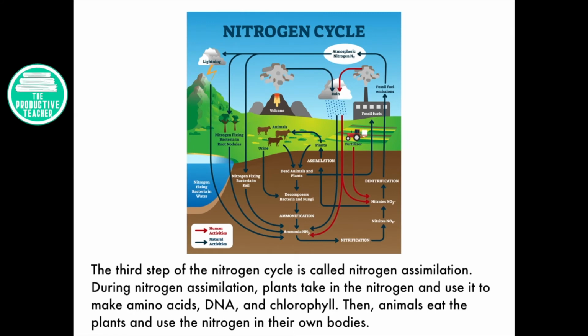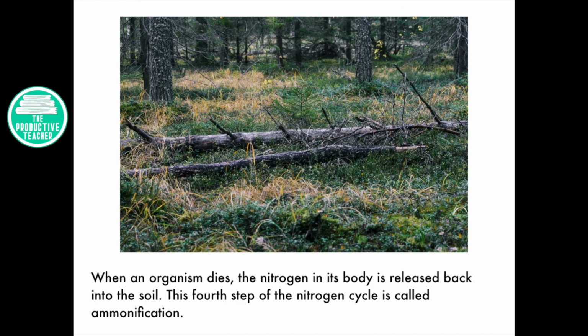The third step of the nitrogen cycle is called nitrogen assimilation. During nitrogen assimilation, plants take the nitrogen and use it to make amino acids, DNA, and chlorophyll. Then, animals eat the plants and use the nitrogen in their own bodies. When an organism dies, the nitrogen in its body is released back into the soil. This fourth step of the nitrogen cycle is called ammonification.